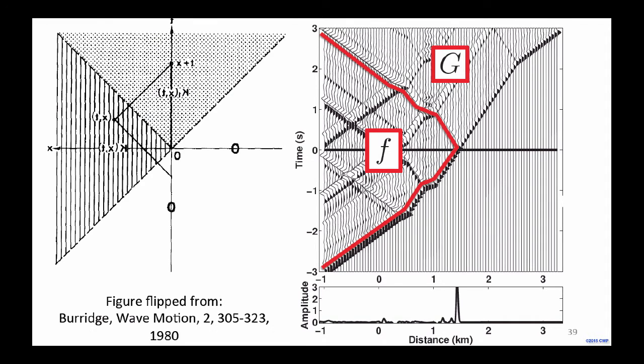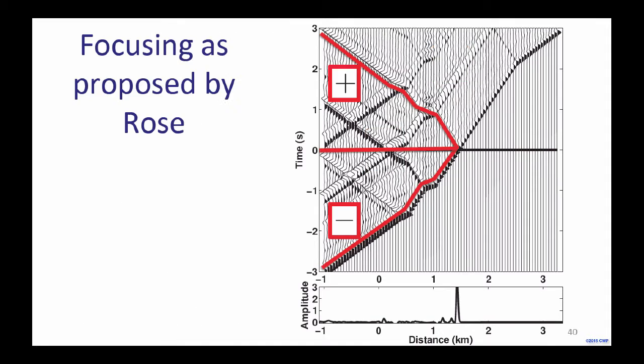So we asked ourselves then a question. Oh, by the way, I want to show you that the figure that you see on the right is the same as the figure that I showed you earlier of Bob Burridge that I now flipped around in space. But on the left side you have the focusing solution, on the right side you have the Green's function. It was all known since the 1980s, we just didn't know it.